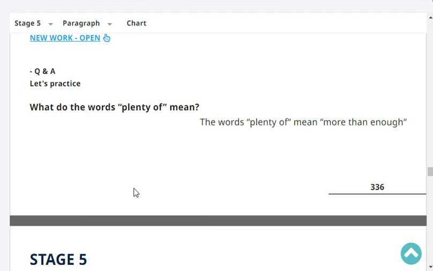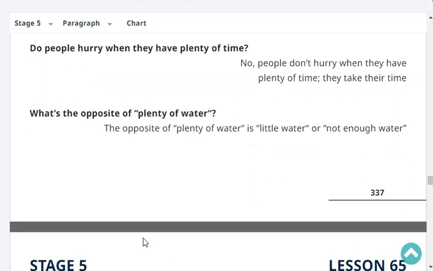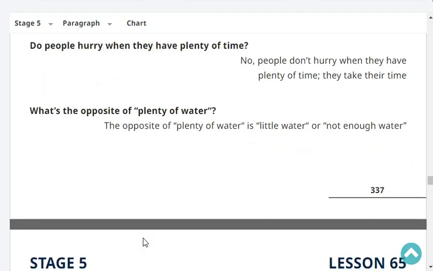The words plenty of mean more than enough. Very good. Do people hurry when they have plenty of time?